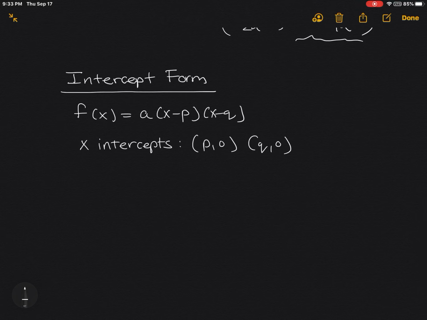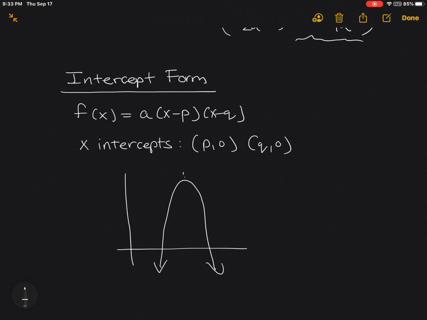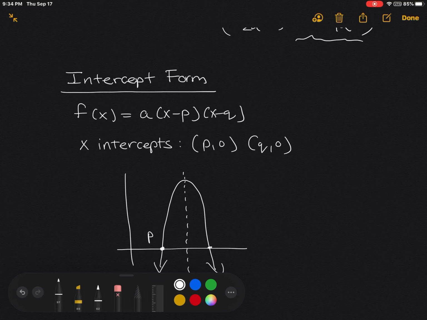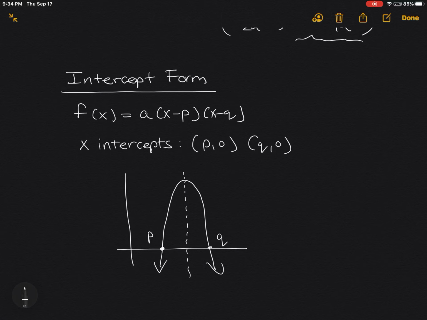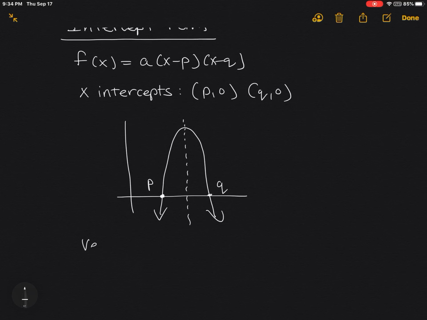So if I were to graph this, on the first and fourth quadrant, I also need a vertex formula, right? We'll call this p right here, and we'll call this q. Okay, so those are my x-intercepts, p and q, okay? All right, so what is the vertex formula if it's in intercept form? Well, instead of just giving you the formula, okay, the vertex is right here.